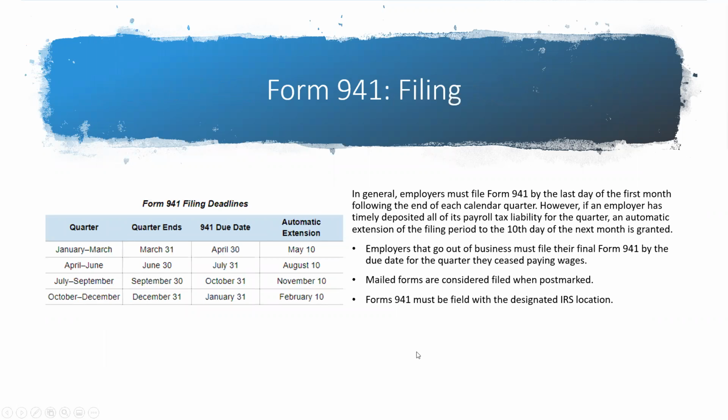So filing deadlines, pretty standard. The quarter ends and you must file the 941 before the end of the following month. So first quarter ends on March 31st. 941 is due April 30th. Same for all the quarters. So June 30th, the second quarter return is due July 31st. The third quarter is due October 31st, and the fourth quarter is due January 31st.